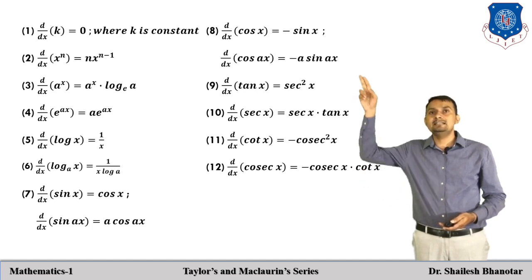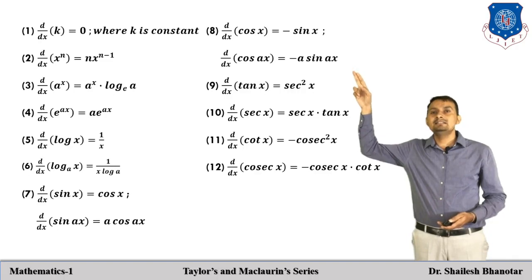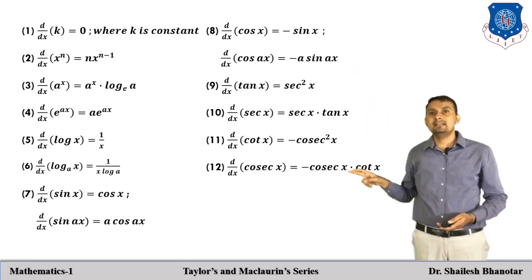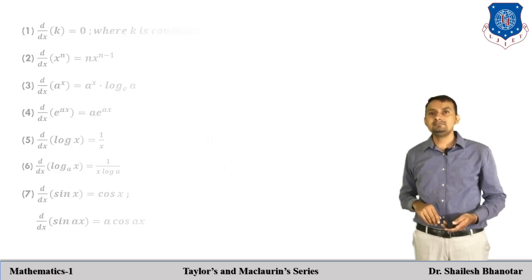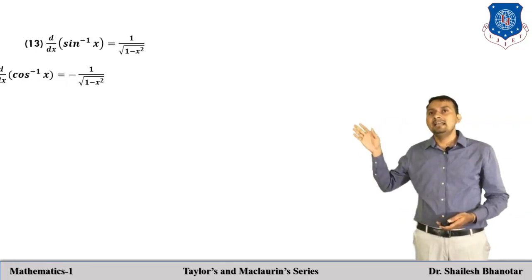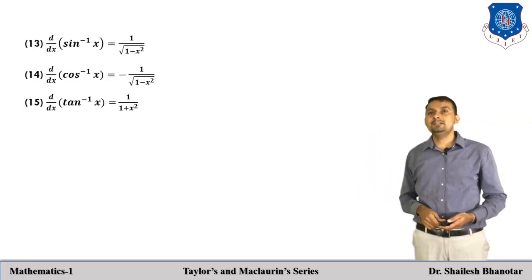But here we can observe that in these formulas, the functions starting with c: cos function is there, cot function is there, and cosec function is there. When we consider the derivative, it will always be negative, and we will keep that in mind. Next we have d by dx of sin inverse x. These are the inverse trigonometric functions, and you all know them.